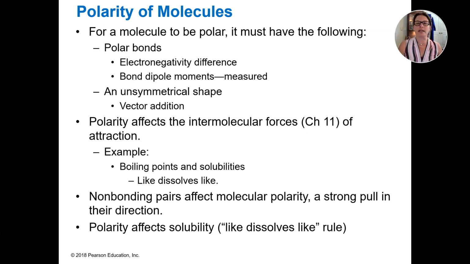When we talked about these shapes, we talked about polarity and dipole moments, and we said there was partial positives and partial negatives on different parts of the compound. But polar bonds must have an electronegativity difference, dipole moments, and be unsymmetrical for it to be polar. Okay? You don't need to worry about vector addition. We're not going to talk about that. Polarity will affect intermolecular forces, which we don't talk about until chapter 11.